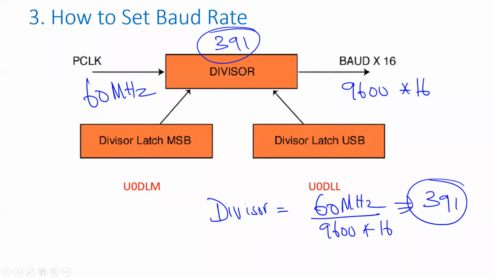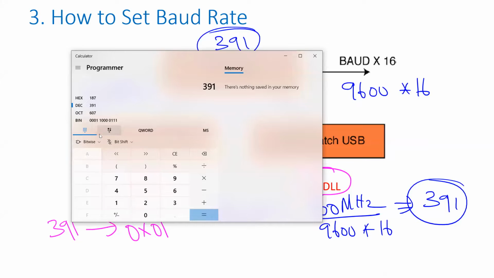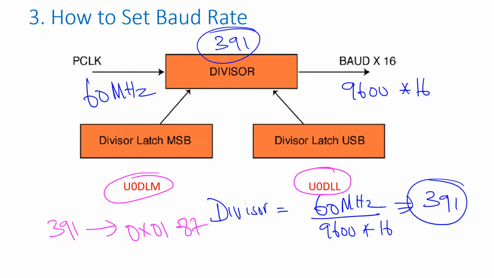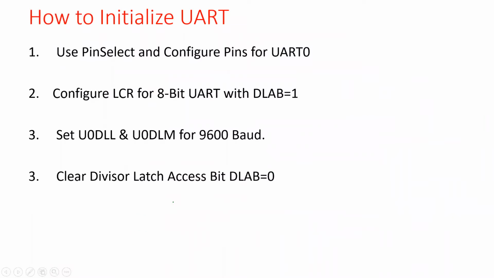So we have to figure out, with this 391, what is the value of UART0 divisor latch LSB and what is the value of UART0 divisor latch MSB. So convert this 391 decimal to hexadecimal. It gives you hexadecimal 0187. In this hexadecimal 0187, 87 is the lower byte, so it goes to UART0 divisor latch LSB, and 01 goes to MSB. Okay, so how to initialize UART?